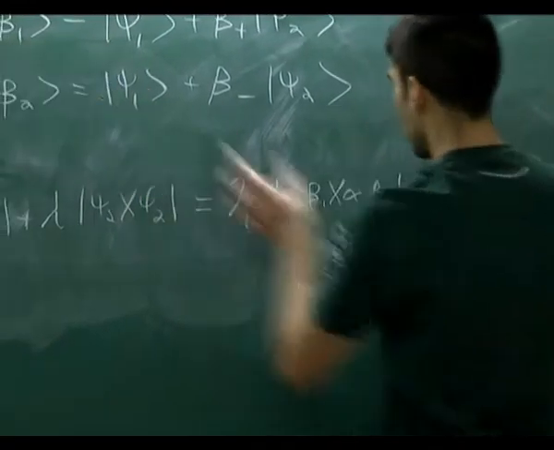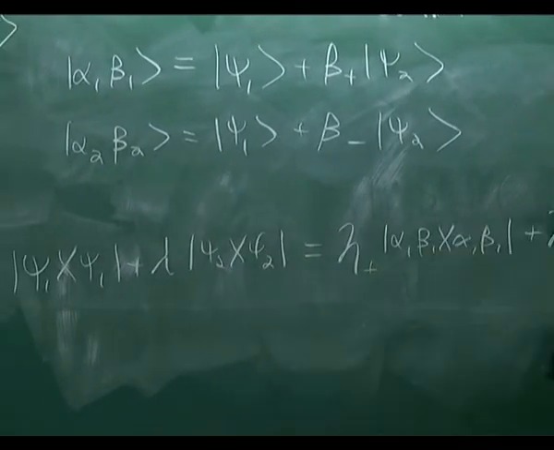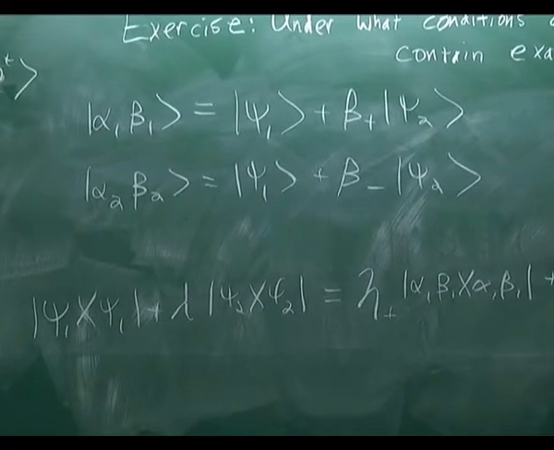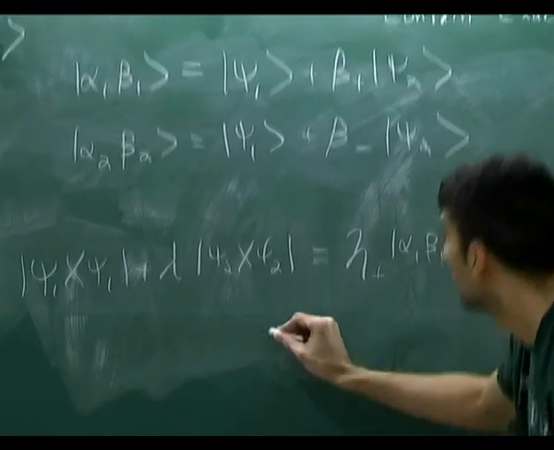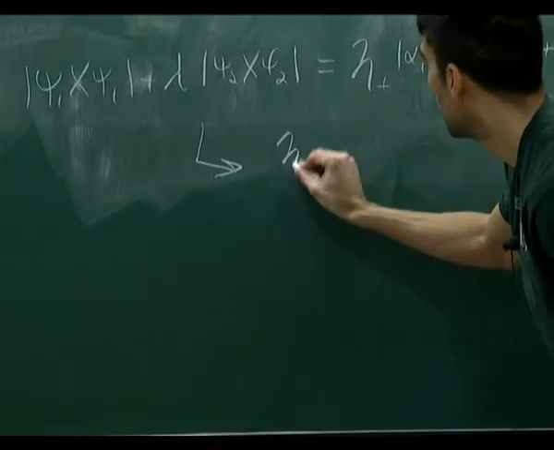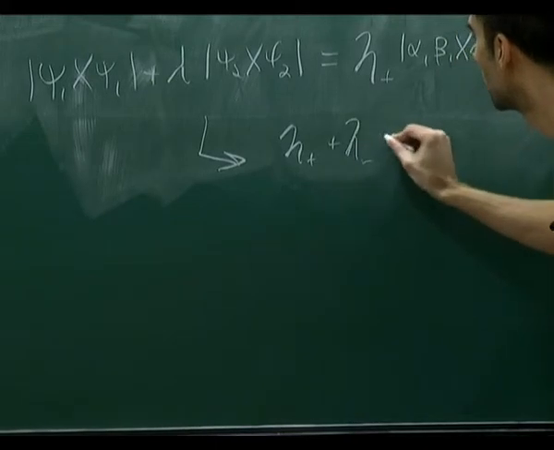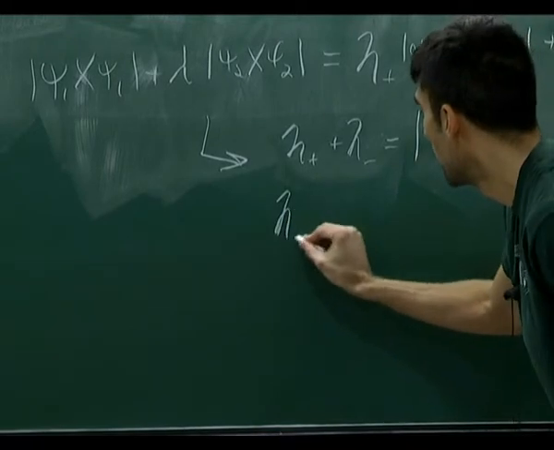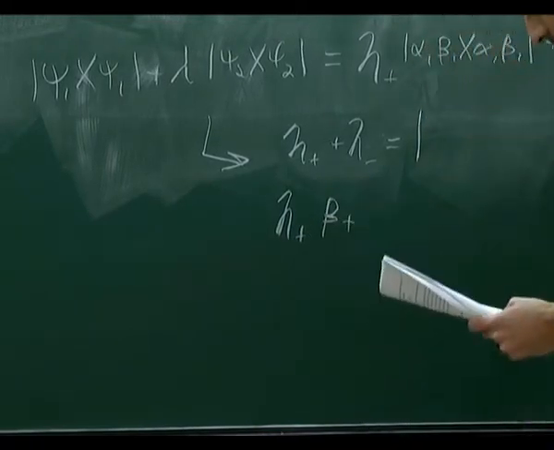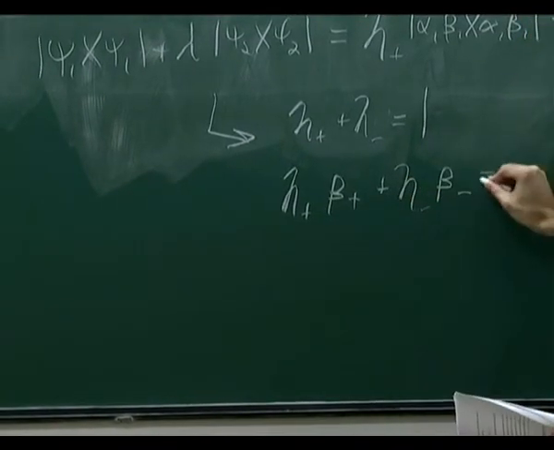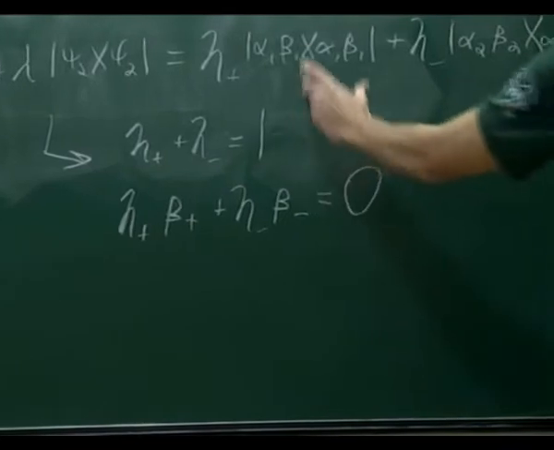Okay, and so now we just compare. We substitute this into here and this into here, and we need equality, so we derive a set of equations. The first is that this equality implies that eta plus eta minus equals 1. And the second is that eta plus beta plus eta minus beta minus is 0. This is essentially saying that the cross terms cancel.